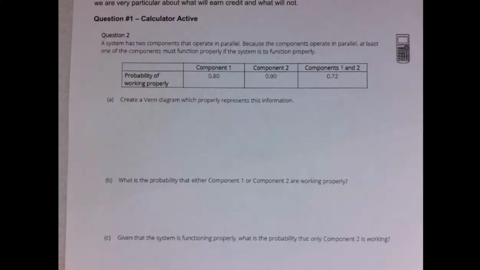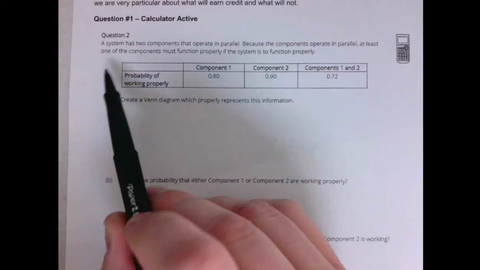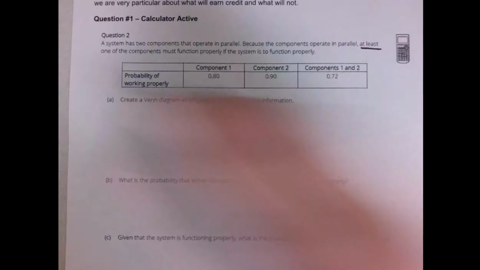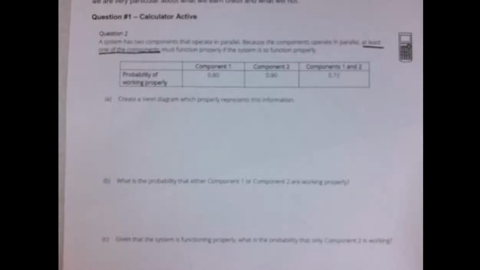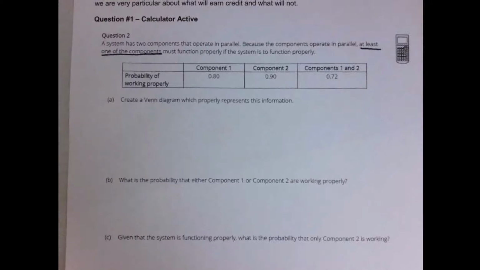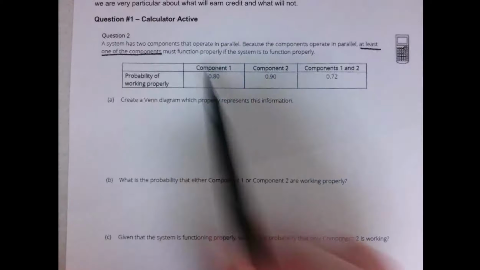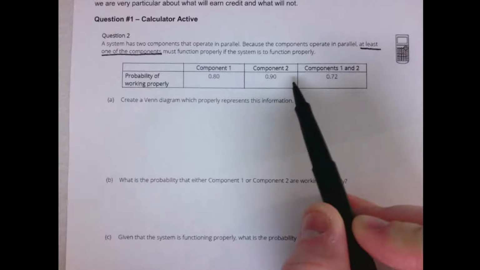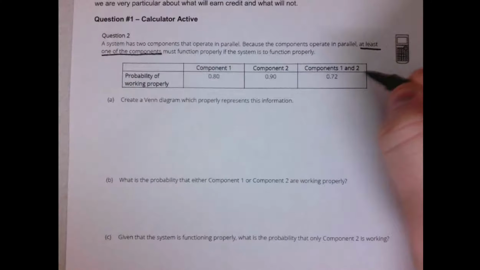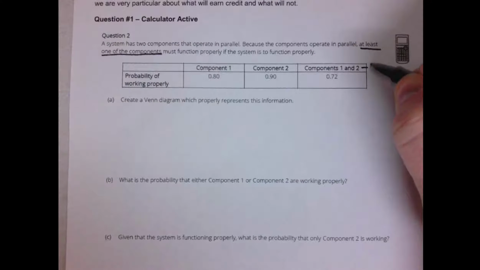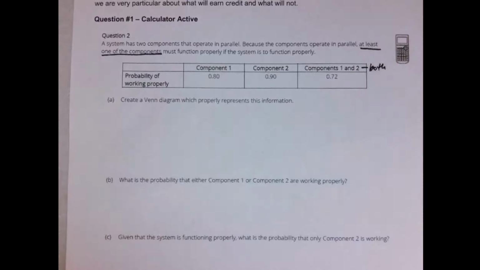A system has two components that operate in parallel. Because the components operate in parallel, at least one of the components must function properly if the system is to function properly. Then they give us a table giving us the probability of component 1 working, component 2, and then components 1 and 2. This means both are working at the same time.